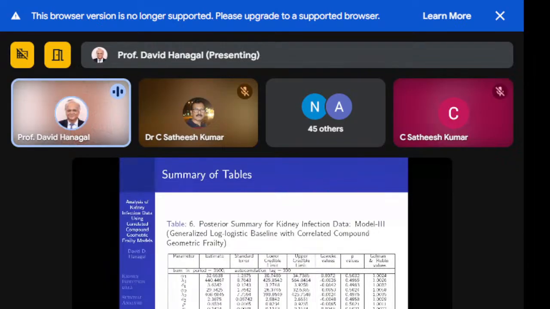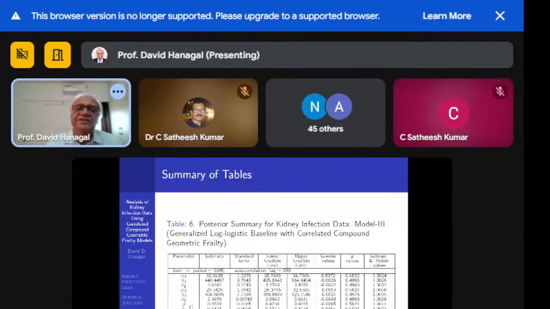Okay. And model 3, the same thing is also here. Rho is 0.58. Beta 2 is also significant, and beta 5, same as in model 1. That means you get similar, almost similar results in model 1 and model 3 based on the correlated geometric model.